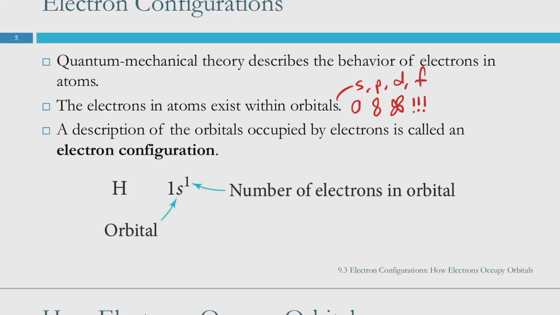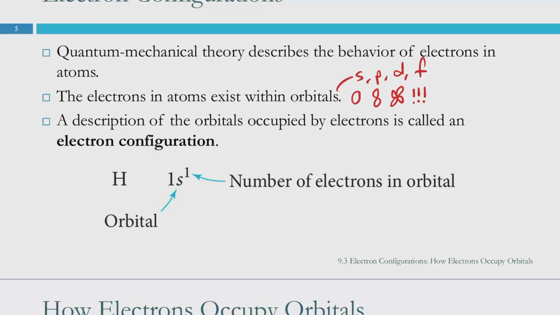We can describe where the electrons are, which of these orbitals have electrons, with an electron configuration. So for our electron configuration, we have our n, our principal quantum number, paired with an orbital, either s, p, d, or f. And we're using the letters instead of L. And then we can write the number of electrons that are in that orbital in the upper right-hand position on the letter.